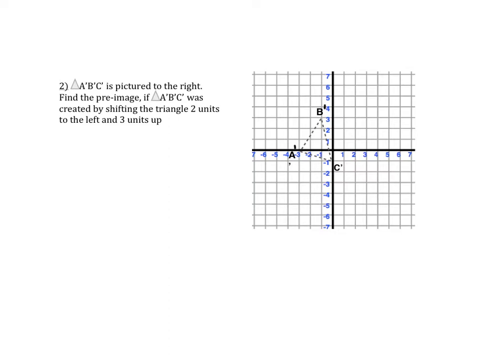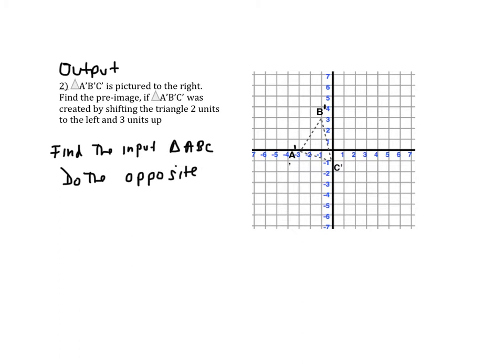All right, remember that this is the output. This is the result, okay, of the transformation. So we have to find the original. We have to find the input. Triangle ABC, which means we have to do the opposite. Okay, so we're trying to get back to what the original was.